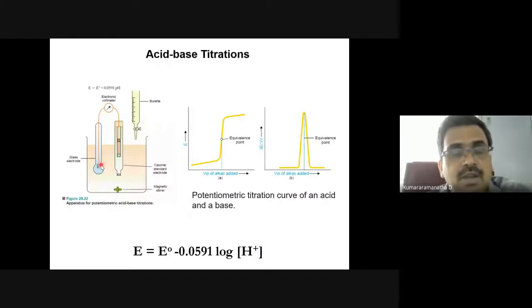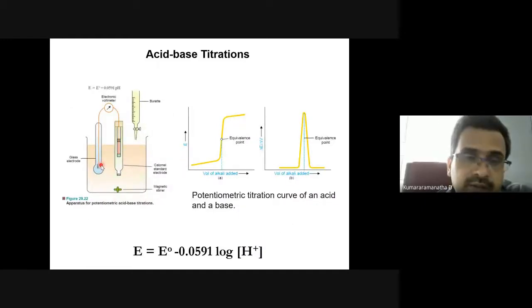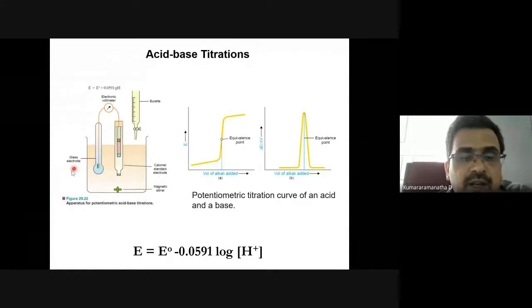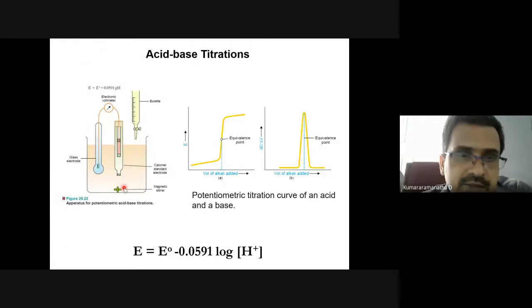And we can also perform acid-base titrations, where we can use a reference electrode such as a calomel electrode, and a glass electrode also. Instead of adding indicators, we can detect a particular point like the equivalence point. If you do that from this range to here, you can easily get the sharp endpoint for an acid-base titration.